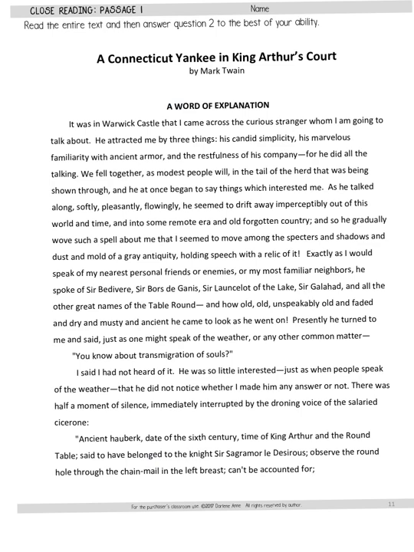A Connecticut Yankee in King Arthur's Court. Well, King Arthur's court. Well, isn't King Arthur's court from the medieval times?